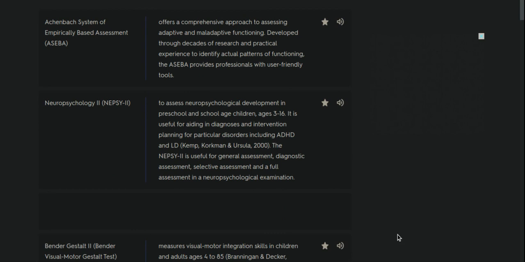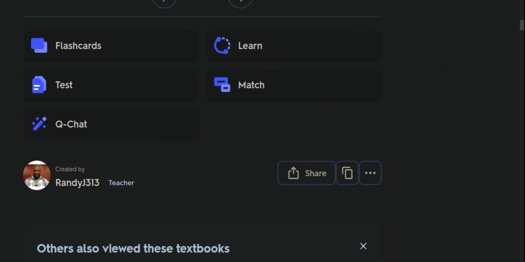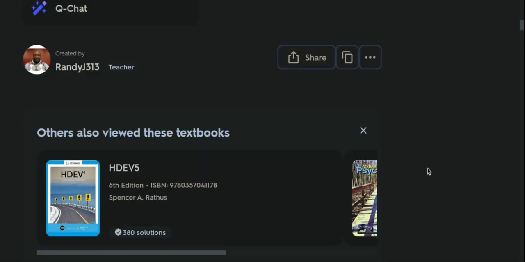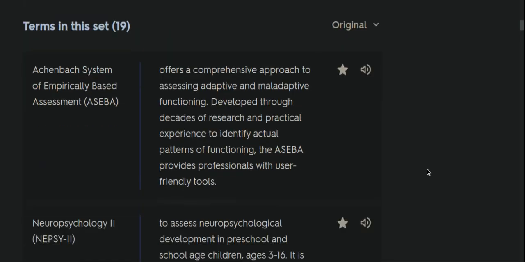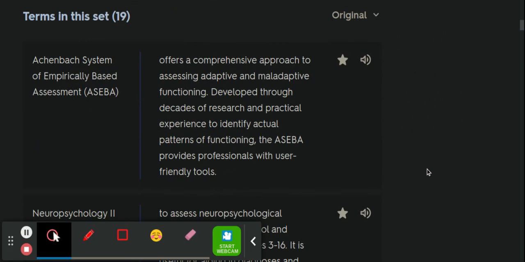The Achenbach System of Empirically Based Assessment, ASEBA, offers a comprehensive approach to assessing adaptive and maladaptive functioning. Developed through decades of research and practical experience to identify actual patterns of functioning, the ASEBA provides professionals with user-friendly tools.